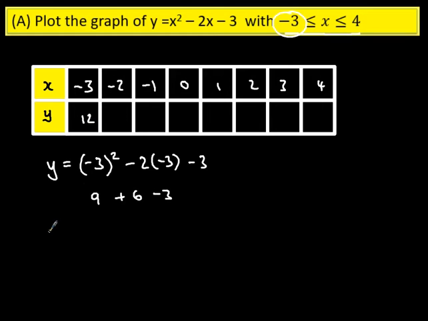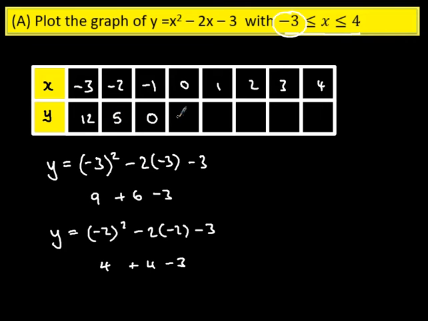Okay, let's just do one more. y equals -2 squared, -2 times -2, -3, so that's going to be 4 add 4, take 3, that's 5. Okay, and the remaining ones are, let's just do a quick 0, -3, -4, -3 again, and then 0, and then 5. Now we need to plot the graph of that as accurately as possible.